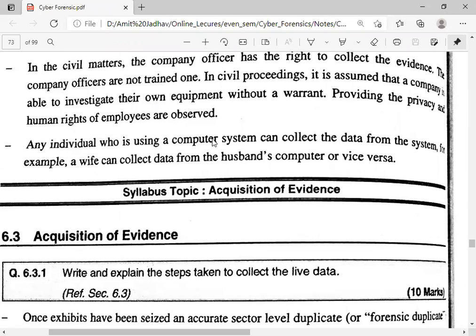Any individual who can use the computer system can collect the data from the system. For example, a wife can collect data from her husband's computer or vice versa. So who can collect the data? Anyone who knows the computer can collect the data.